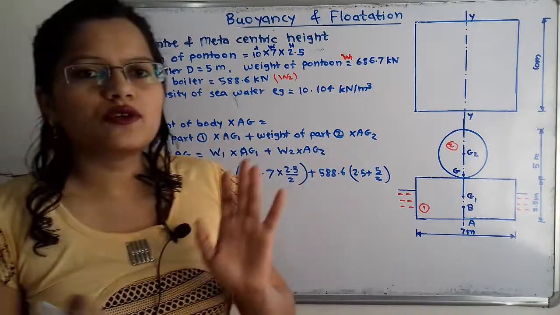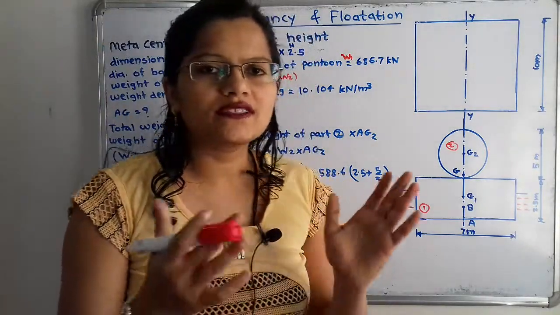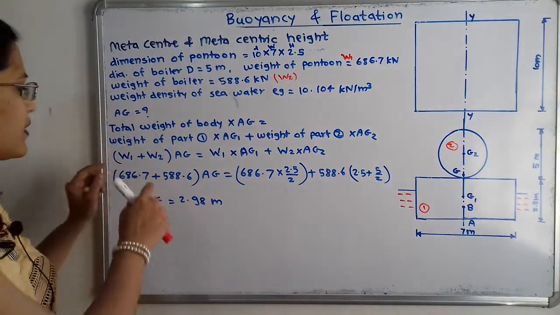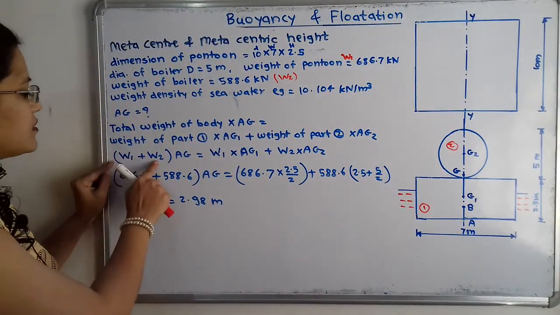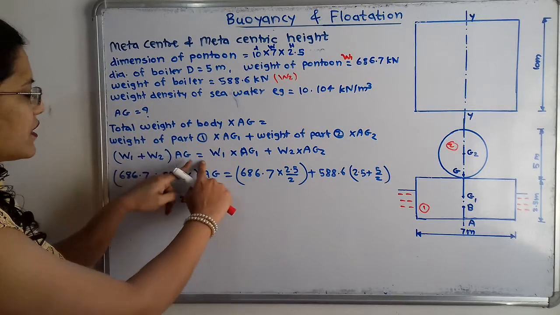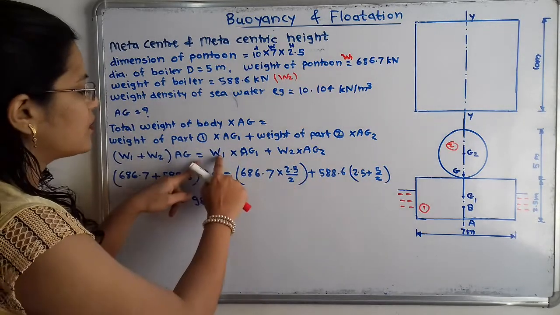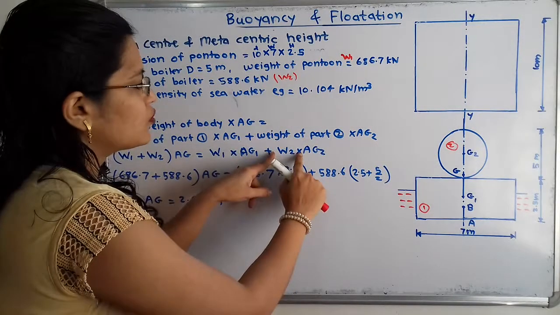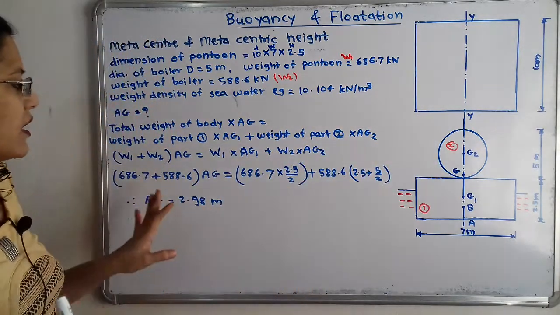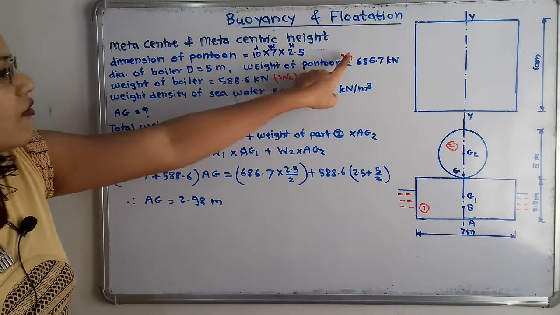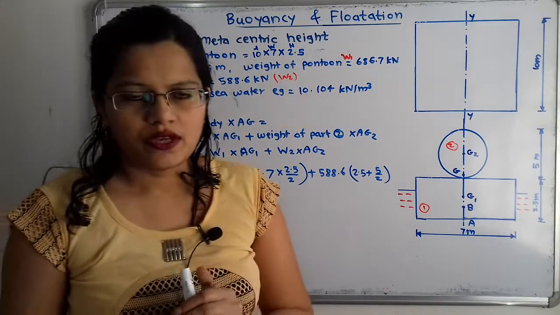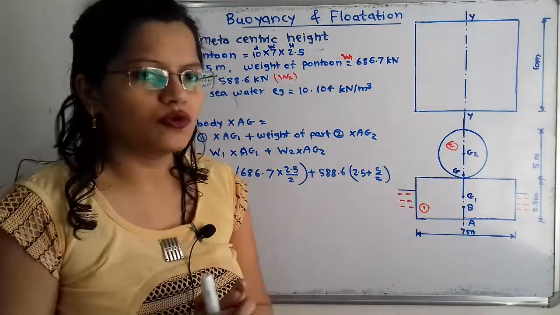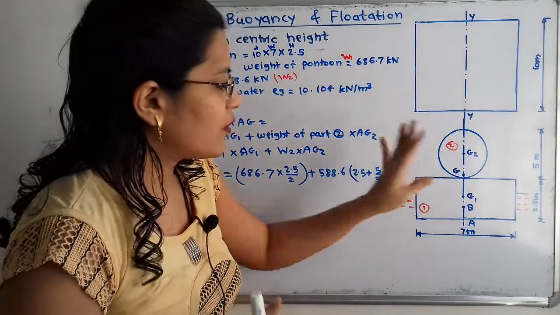So now we will put in the known values. We know the total weight of the body, that is W1 plus W2. So (W1 plus W2) into AG is equal to the weight of part 1, W1 into AG1, plus the weight of part 2, that is W2 into AG2. Now if we observe, we know the values of W1 and W2. But what are the values of AG1 and AG2? We will find them from this diagram.